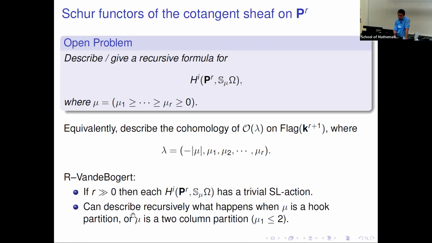And so we can try to imitate the argument we have for symmetric powers, and we get some results for hook shapes or for two-column partitions, but we don't understand the general picture. And part of the problem is that this program by Akin and Buchsbaum, and then later on Rota, is not sufficiently developed.